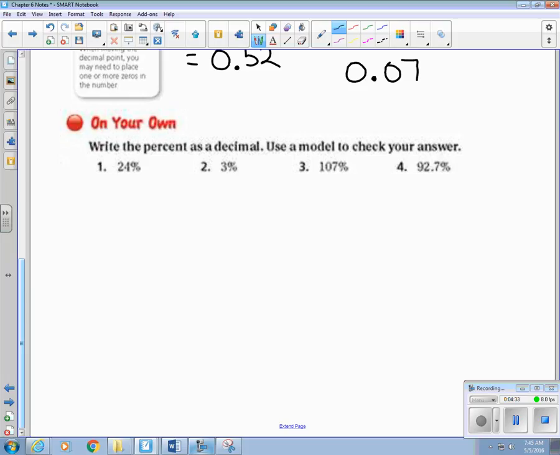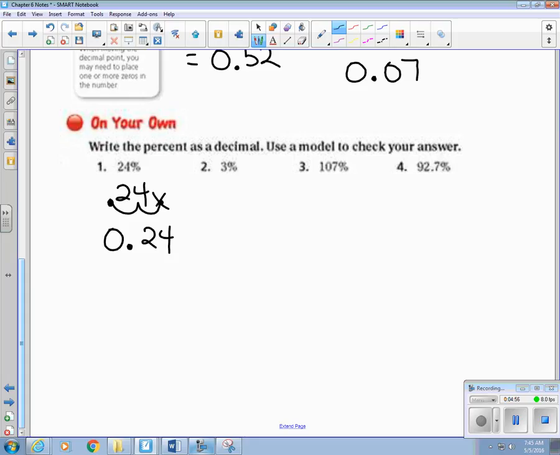All right, so number 1, 24%. We're going to rewrite it without the percent symbol. We're going to add the decimal point to the right. We're going to move it 2 places to the left. All right, this decimal point's no longer good. We're going to add a 0 placeholder in the ones position, and we're going to rewrite our decimal. So 0.24.